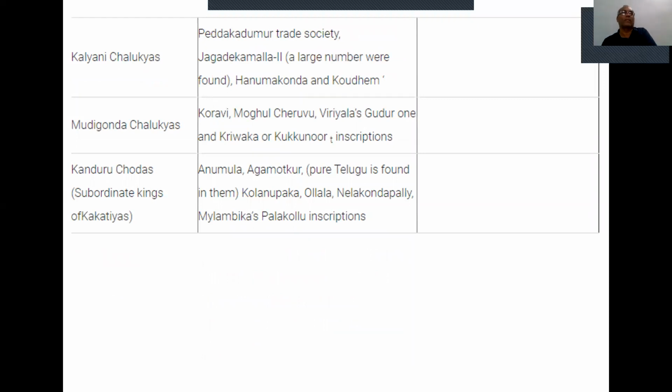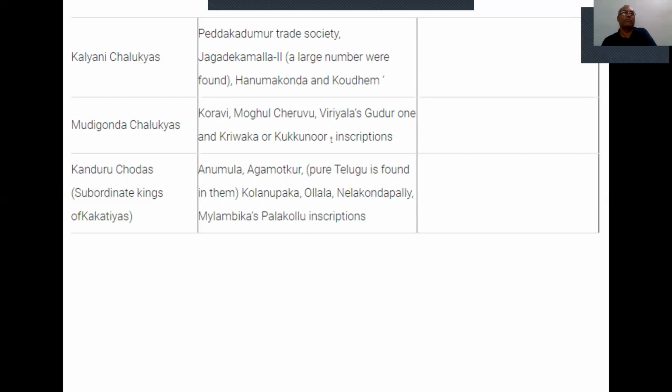Then you also have the Kalyani Chalukyas, and these Kalyani Chalukyas inscriptions have come from Pedda Kadumur, and Jagadeka Malla too. A large number were found at Hanmakonda and Kodam. These are the regions where the inscriptions were found. Based on that, we will be able to construct the history of the Kalyani Chalukyas. And see, these are all the splintered groups or the splintered kingdoms of the Vengi Chalukyas and the Badami Chalukyas.